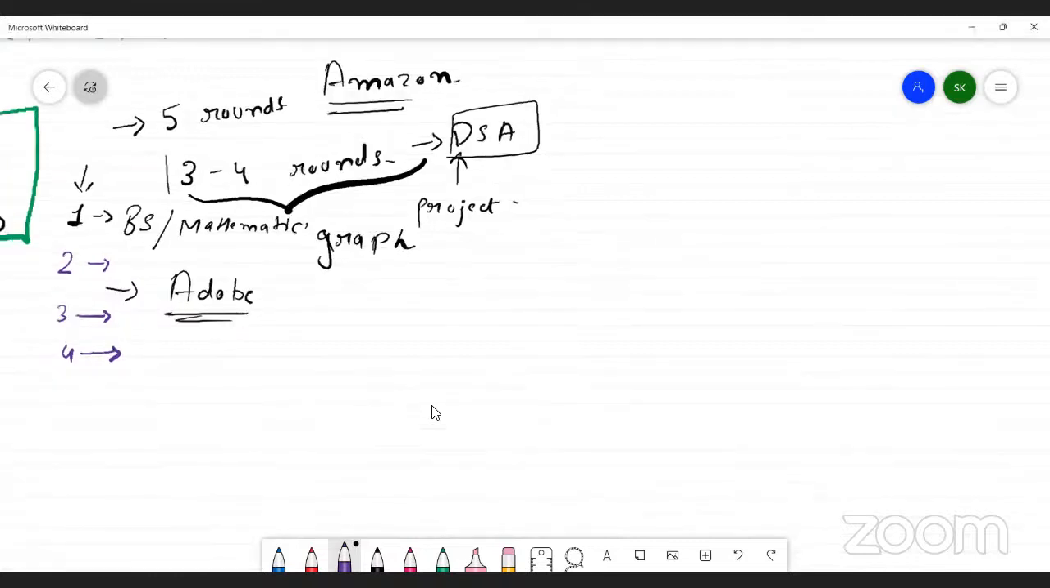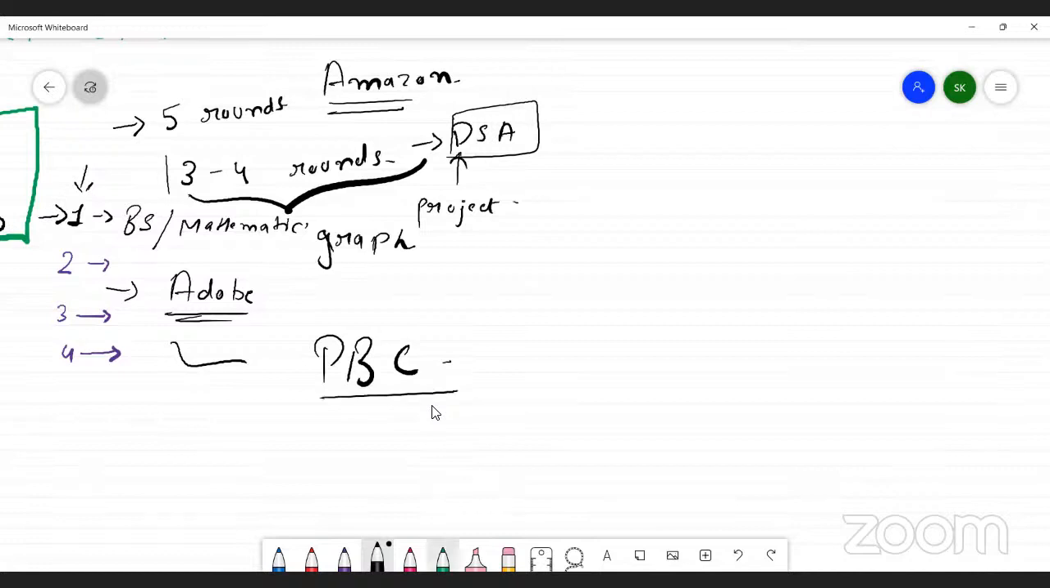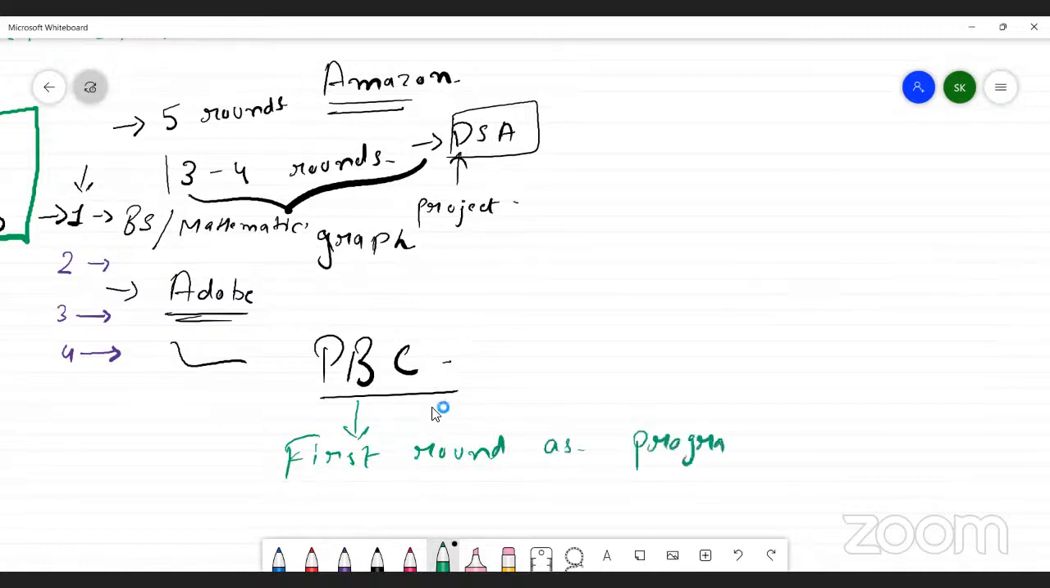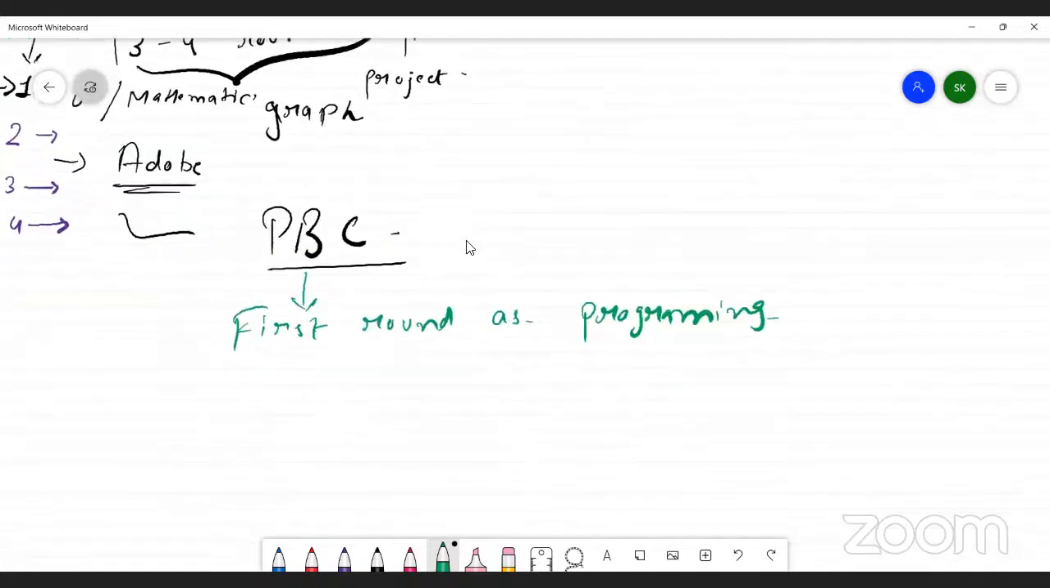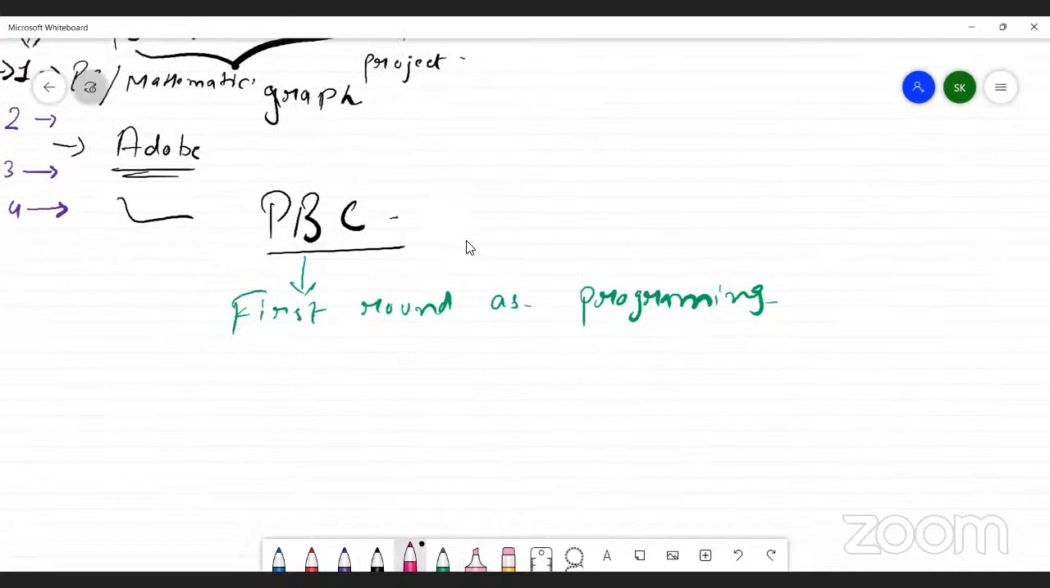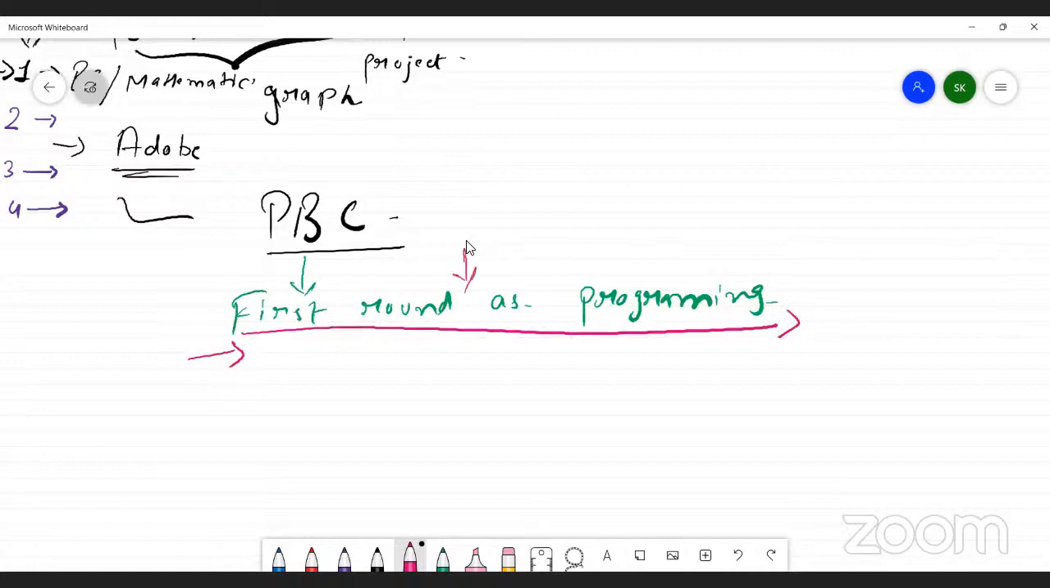Seeing these companies, Amazon, Adobe, all the remaining product based companies have also started the same trend. Amazon starts with the simple questions, but remaining product based companies conduct their first round as the programming round. Programming, which means it's not an interview. You just need to write the program and run it and submit it. Each and every product based company has started doing this. So if you want to get into it, you need to solve this first round.